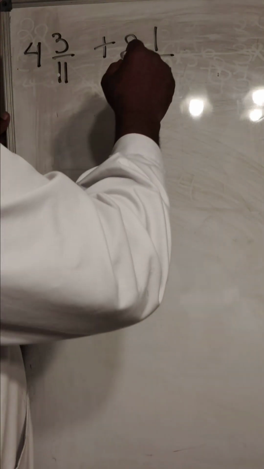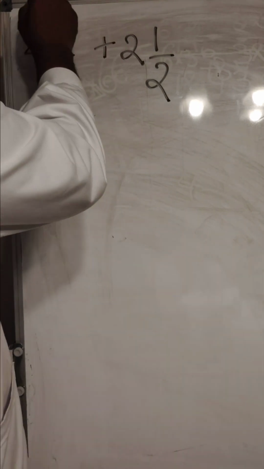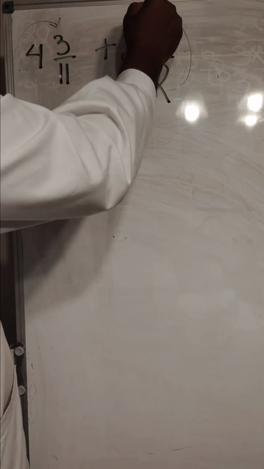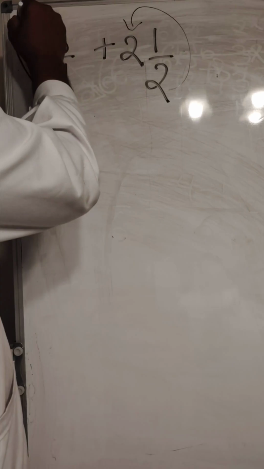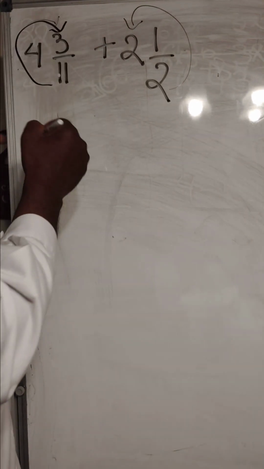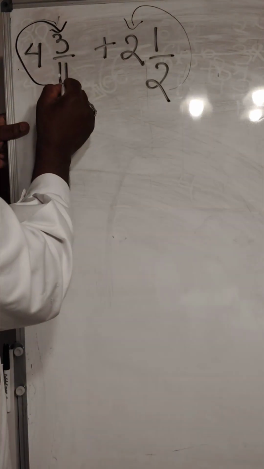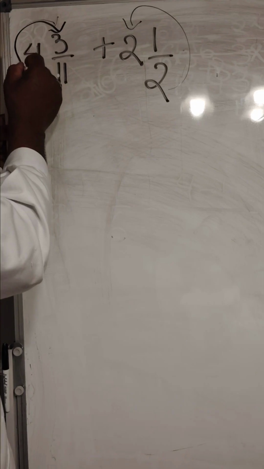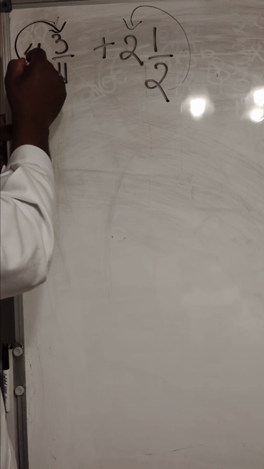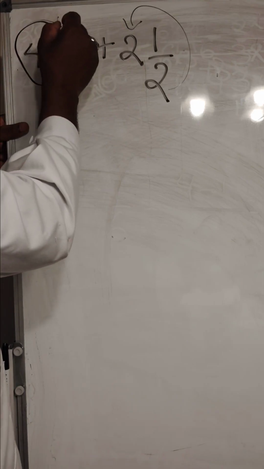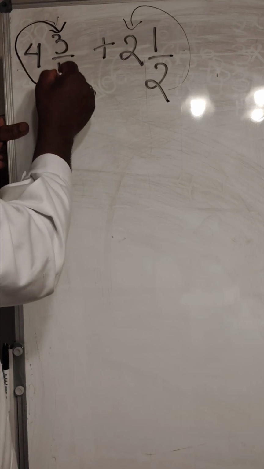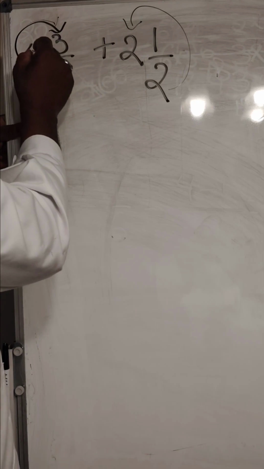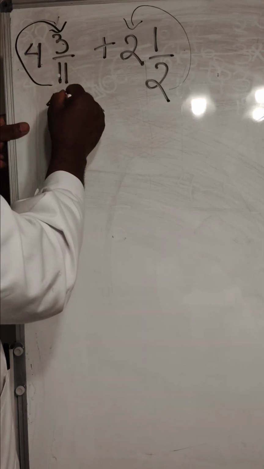So you're gonna use the C method. How do you do that? You're gonna get this denominator right there, 11. You're gonna multiply it by 4. Then whatever answer you get, you're gonna add that to the top one. So let's go. 11 times 4 is 44. Correct? 44 plus 3 is 47.